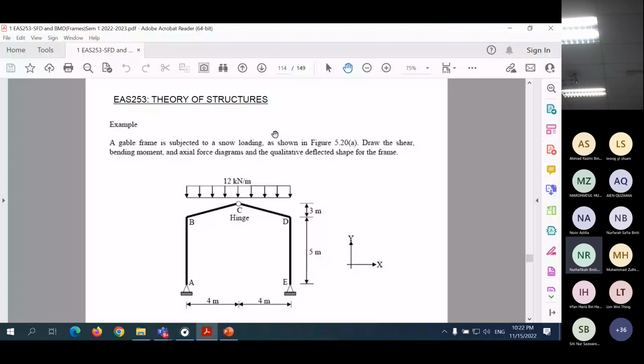This is 4 meter, 4 meter. This is right at the center, and the loading is also symmetry. So this is a symmetry. What we need to do is just get one side here, the bending moment, the shear force and axial force, then we can draw the diagrams for the whole frame, because this is a symmetry problem.